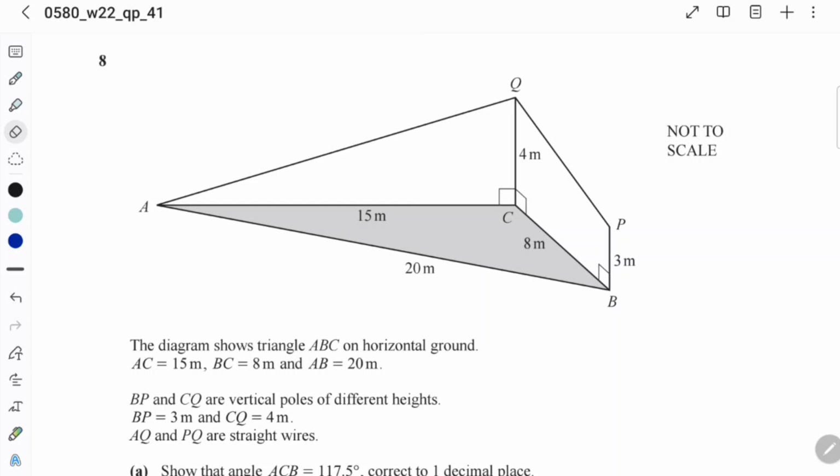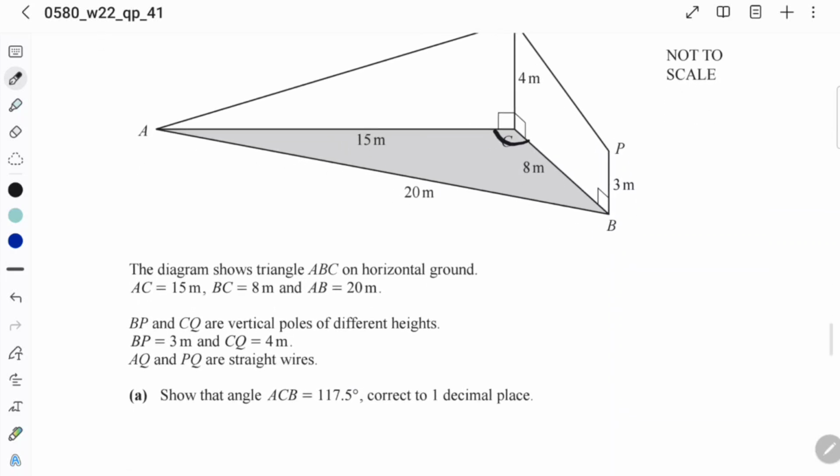Different heights, because somewhere you can see the 3 meters height, or 4 meters height, on different sides. AQ and PQ are straight wires. Show that ACB is 117.5. ACB means A to C to B. This angle is required. You can see all three sides are given: 8 meters, 15 meters, 20 meters, and this angle. Obviously, we'll apply the cosine rule to calculate this angle.